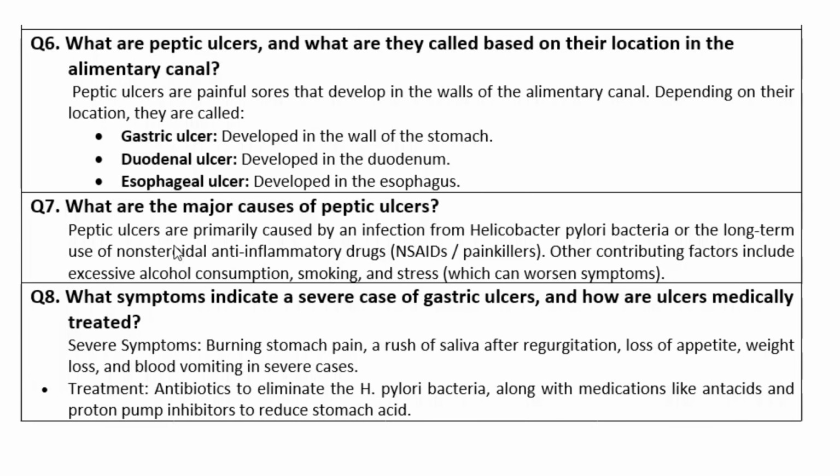Question number 7. What are the major causes of peptic ulcer? Peptic ulcers are primarily caused by infections from the Helicobacter pylori bacteria or the long-term use of non-steroidal anti-inflammatory drugs. Other contributing factors include excessive alcohol consumption, smoking, and stress, which can worsen symptoms.